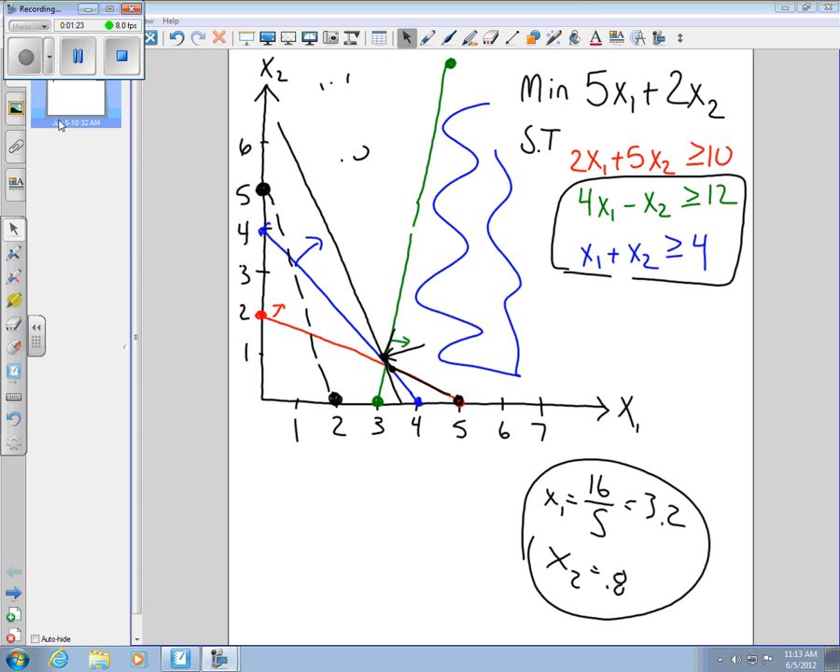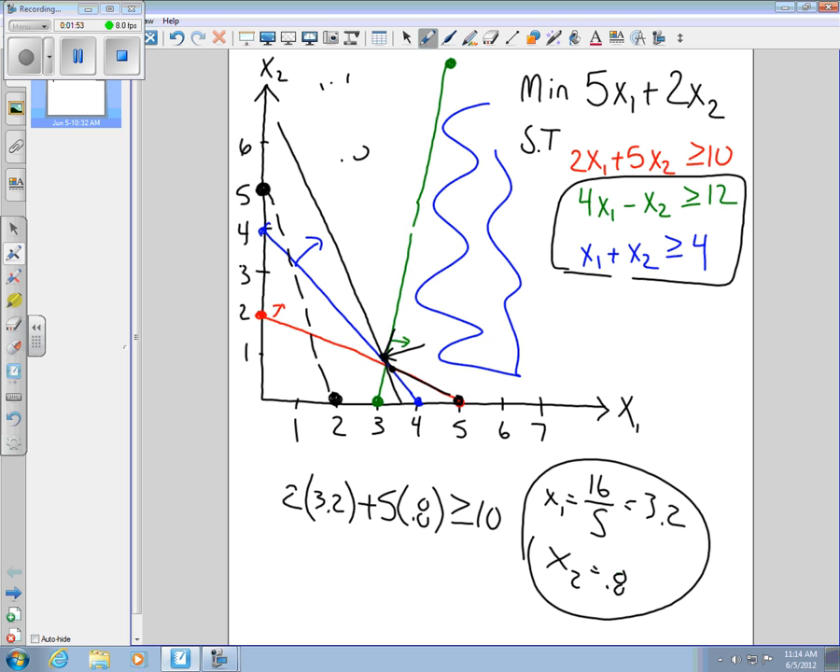We can figure out the surplus just as we did figure out the slack by calculating the difference between the left-hand side and the right-hand side with the optimal solution. So let's figure out the surplus real quick. The constraint says 2 times x1, which we now know to be 3.2, plus 5 times x2, which we now know to be 0.8, must be greater than or equal to 10. Must be at least 10.